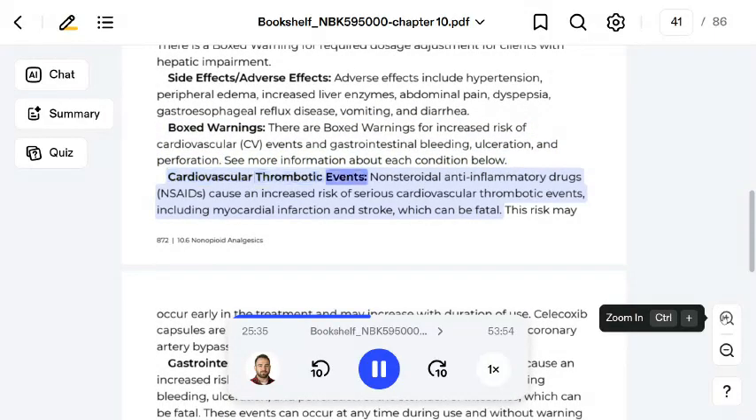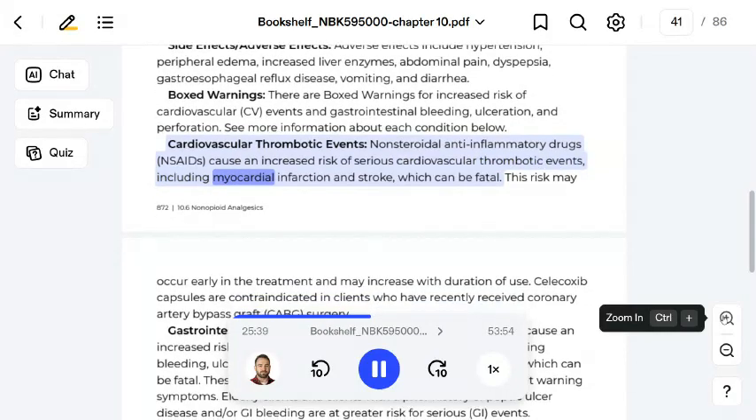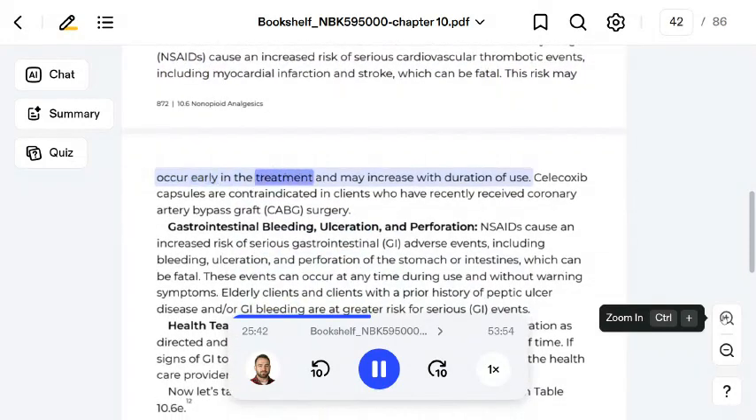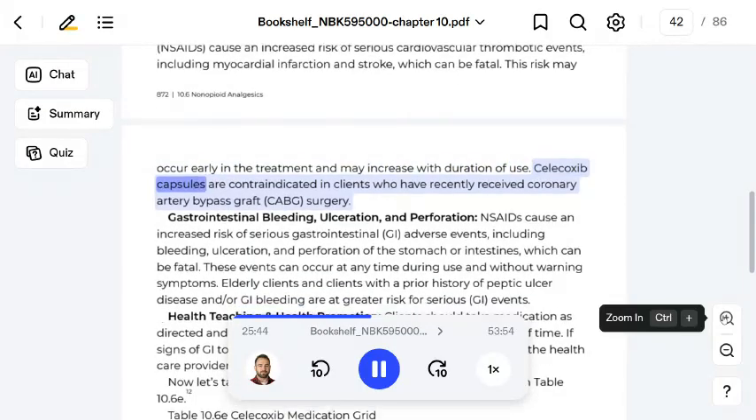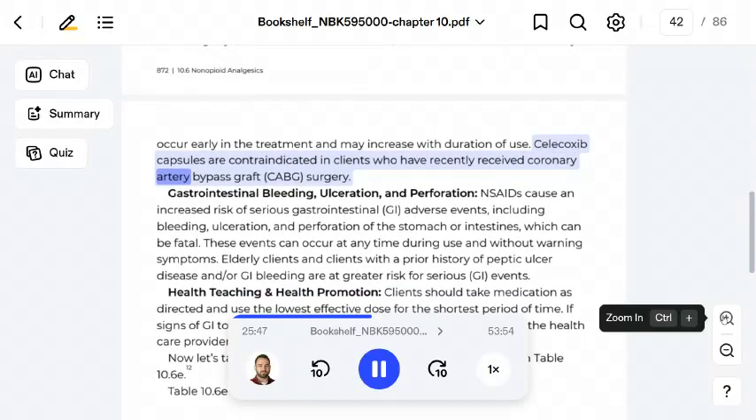Cardiovascular thrombotic events. Non-steroidal anti-inflammatory drugs cause an increased risk of serious cardiovascular thrombotic events, including myocardial infarction and stroke, which can be fatal. This risk may occur early in the treatment and may increase with duration of use. Celecoxib capsules are contraindicated in clients who have recently received coronary artery bypass graft surgery.